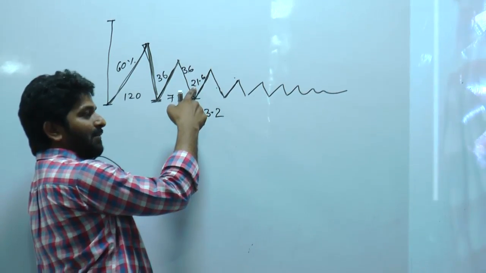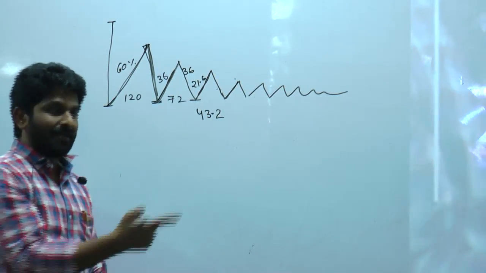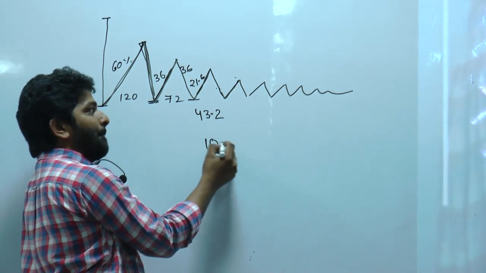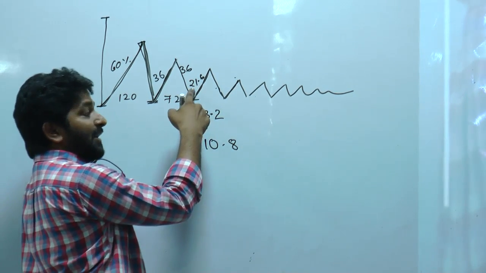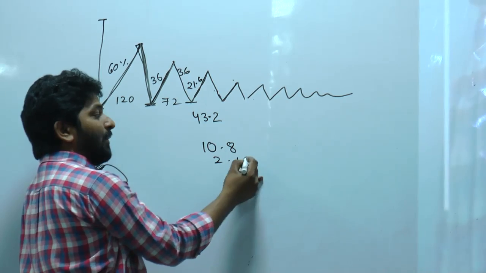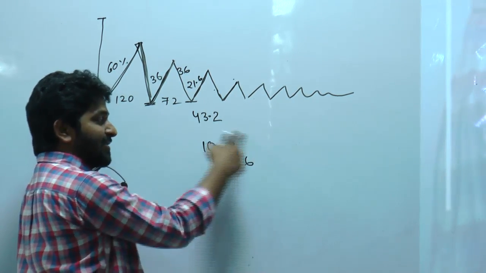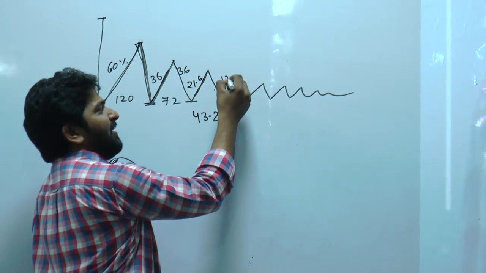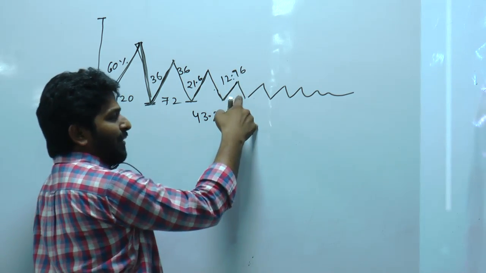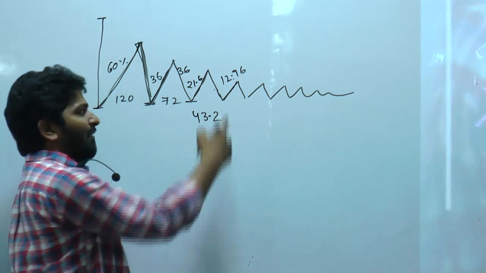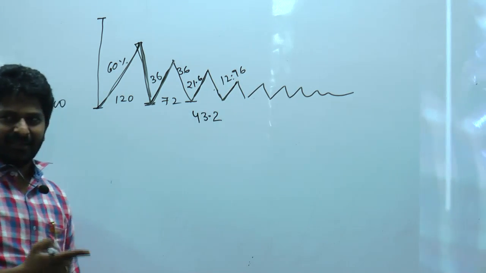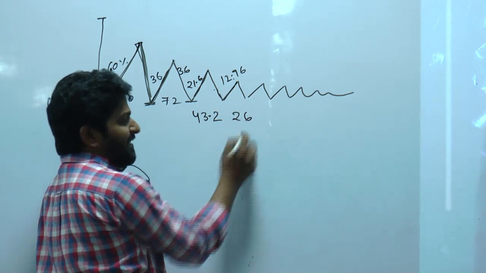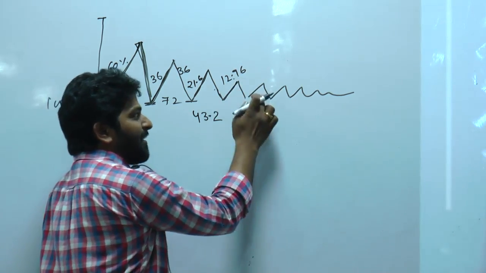Then again 60% here. 60% of this number: half plus 10%. What is half of 21.6? 10.8. 10% is 2.16. Total this is 12.96. The other one will also be 12.96. 0.96 can be treated as 13. 13 plus 13, 26. Again 60% of this.